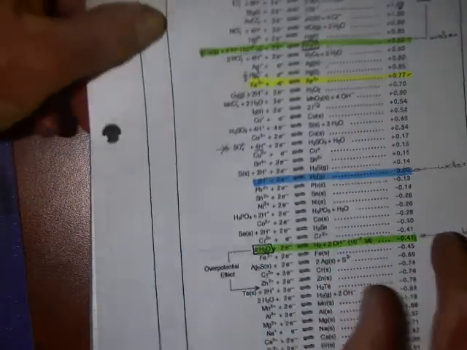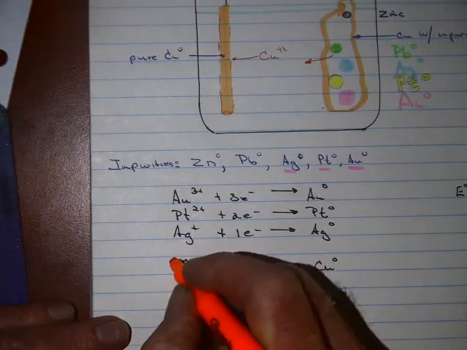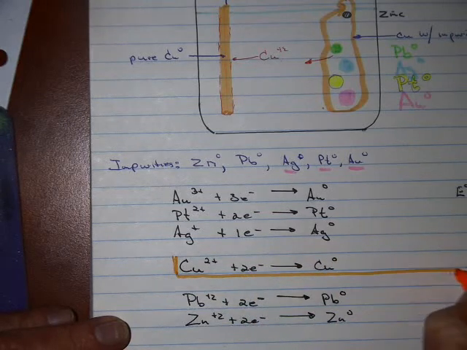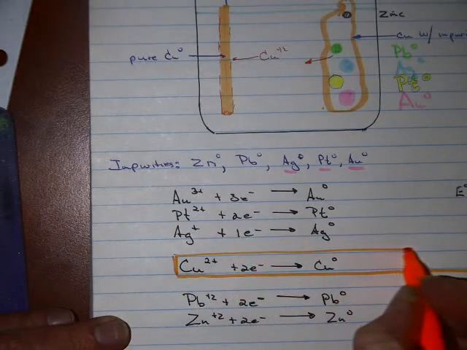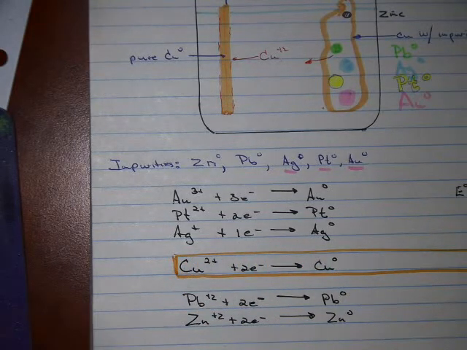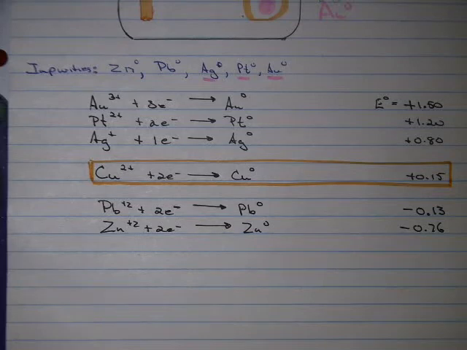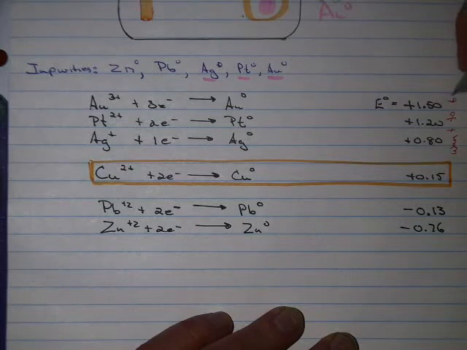So if we supply voltage to this copper, anything that is above copper, anything that's above copper, they want to remain as elements. These guys want to be elements.